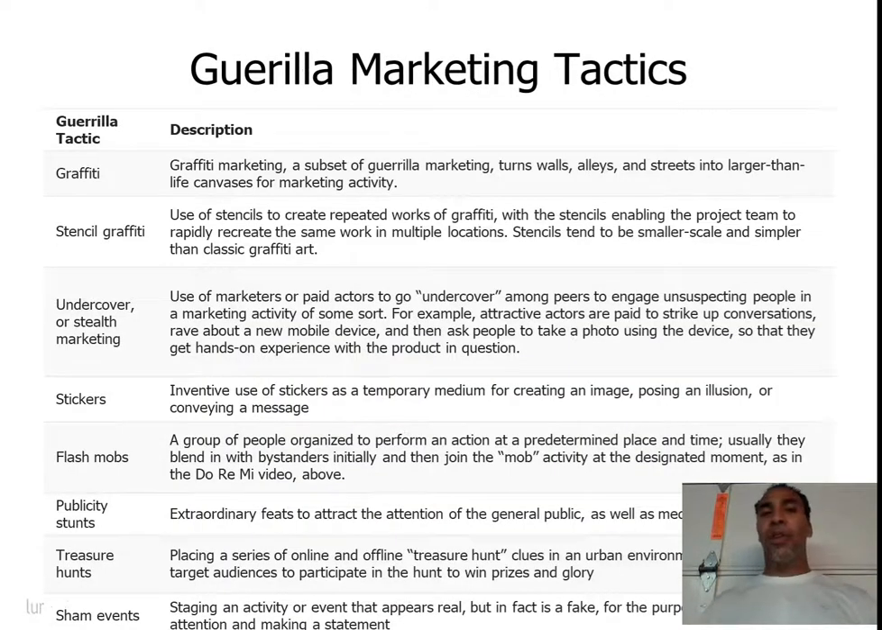Speaking of which, here are guerrilla marketing tactics, so also press pause on this slide. I'm not going to go through all of them for you, but they include graffiti, stencil graffiti, undercover or stealth marketing, stickers, flash mobs, publicity stunts, treasure hunts, and sham events. I want you to look at all the different descriptions and be familiar with each one of those guerrilla marketing tactics.